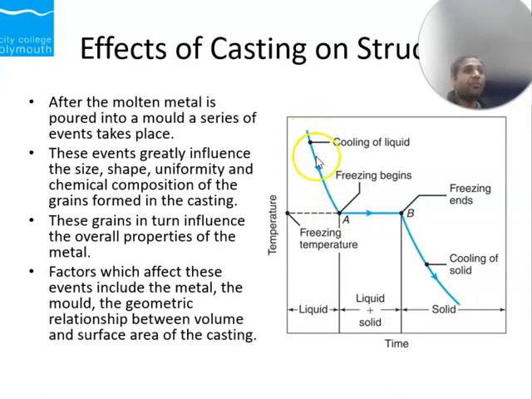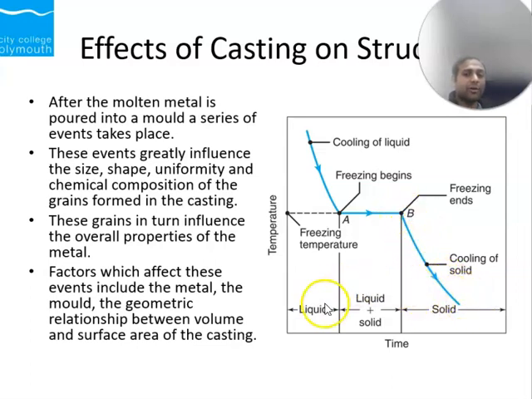Now, how fast the cooling is affects the shape, the size, the uniformity of the chemical composition, and also the grain boundaries and the grain structure and so on. After the freezing ends, everything is frozen. It's solid metal, but still very hot. Then it still cools down. The temperature still comes down.